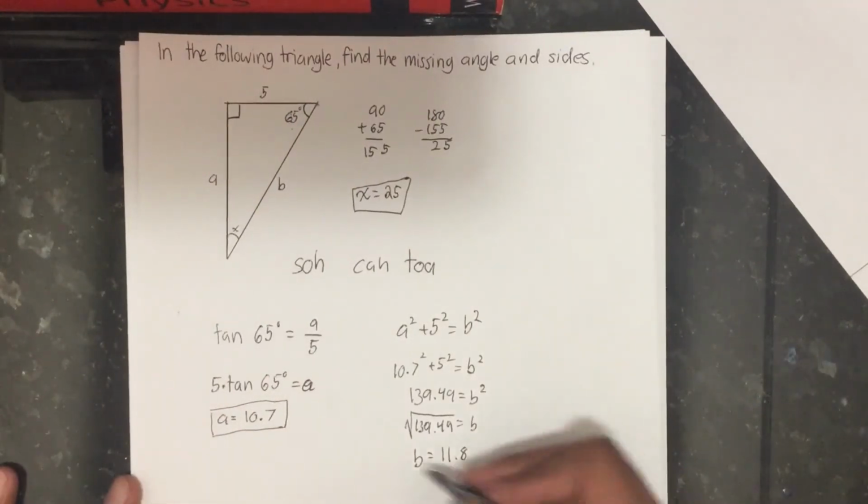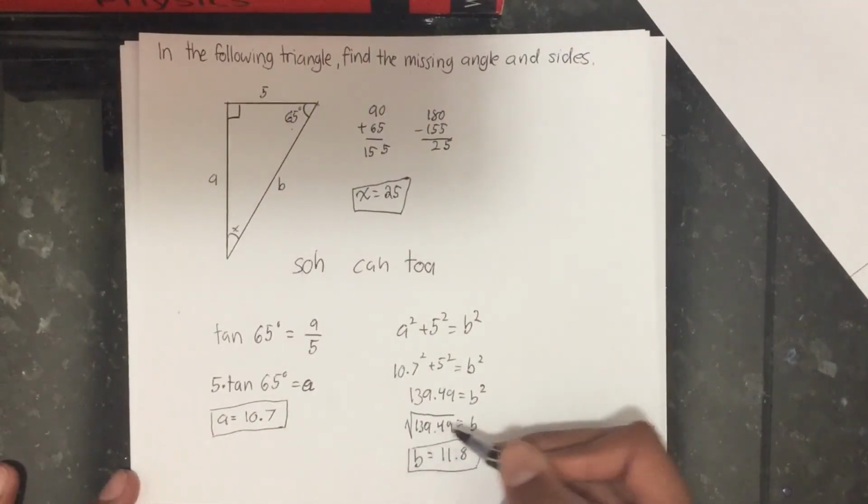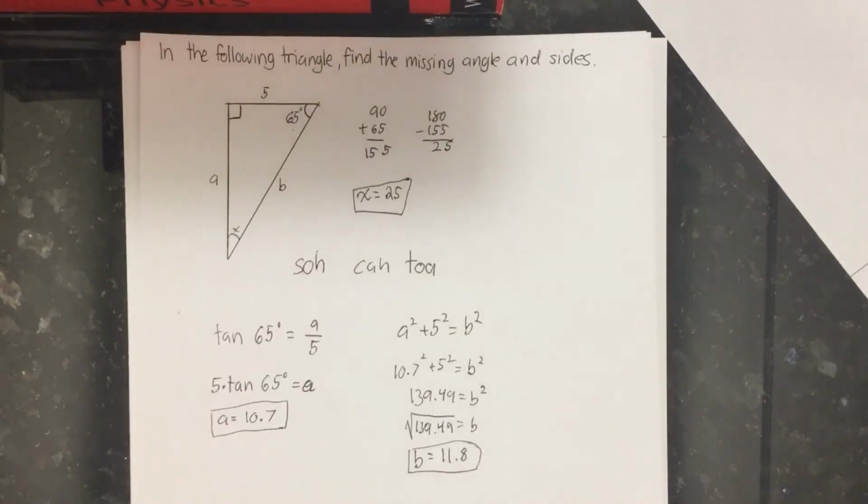So that's basically how you find all the side lengths on a right angle triangle and find missing angles in a triangle. So I hope this video helped you.